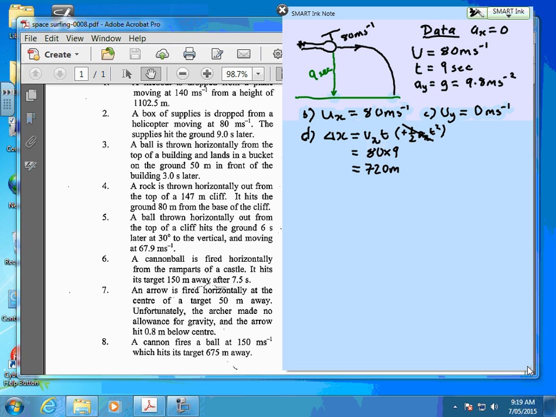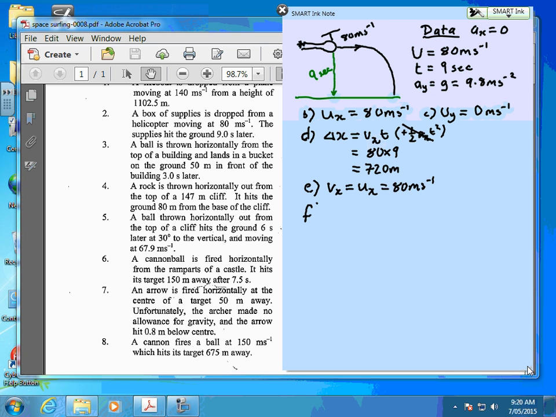Question E. What is E? E is final horizontal velocity. Okay, the final horizontal velocity doesn't change. Vx equals ux always, it's the same, so that's going to be 80 metres a second. Next one. The final vertical velocity.